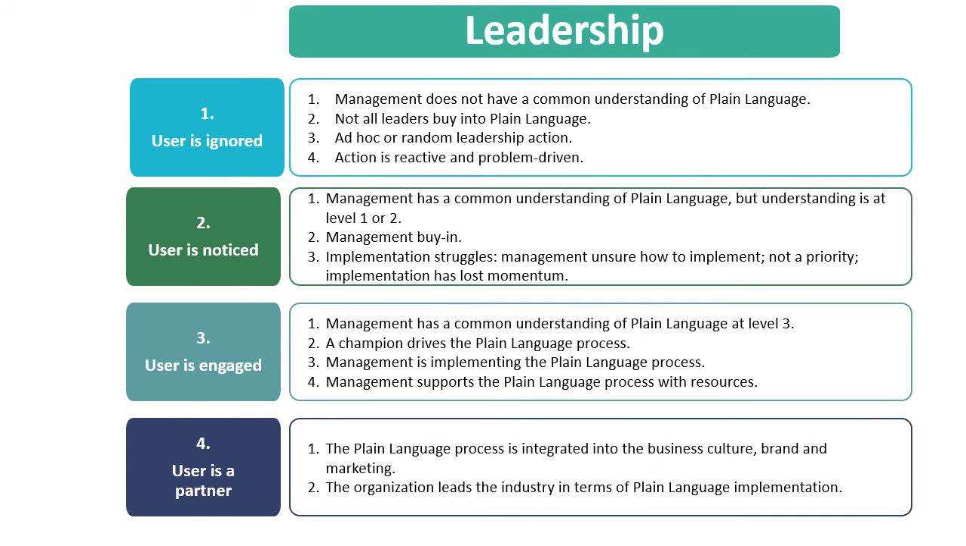The indicators for the next key aspect, leadership, work in the same way. So at level 1, you have indicators of this level. There's no common understanding of plain language amongst your leaders. They do not buy into plain language. The leadership action is ad hoc or random, and action is reactive and problem driven.